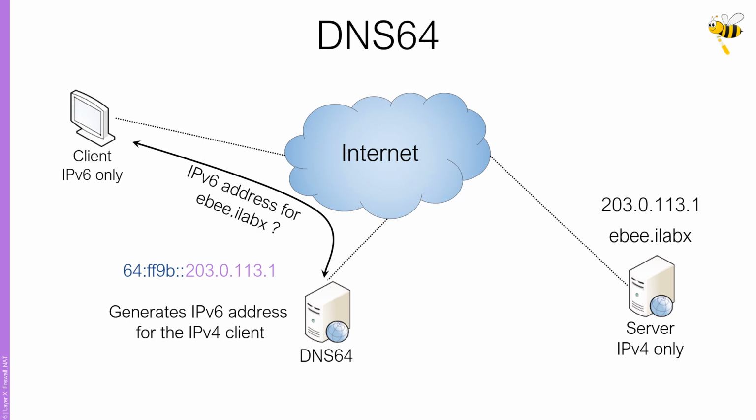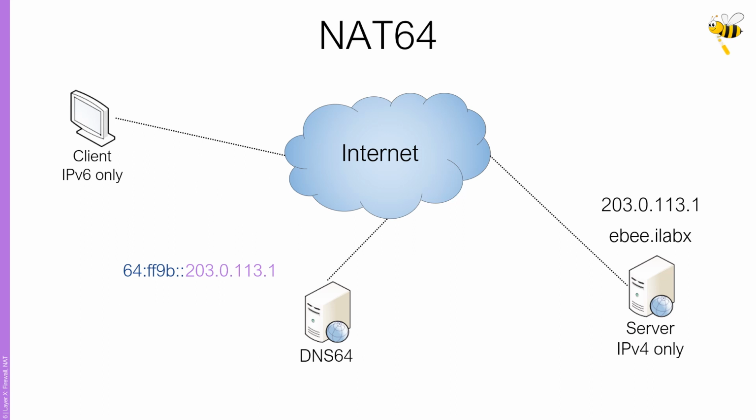As last step, this new address is returned to the client, who now thinks it has a regular IPv6 address of the IPv4 only server. Now the client can send IPv6 packets to the given address. However, the server can still only receive IPv4 packets. Therefore, we need a translation mechanism in between that can translate between IPv6 and IPv4. This is the job of NAT64.